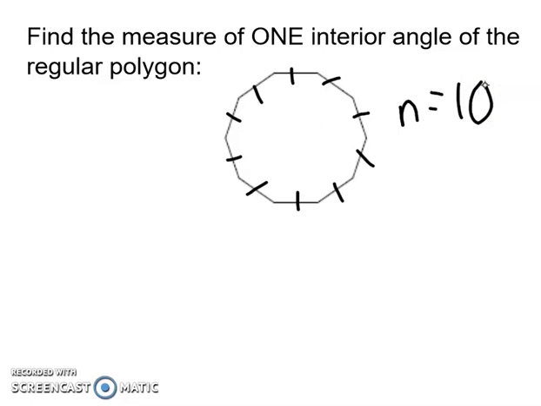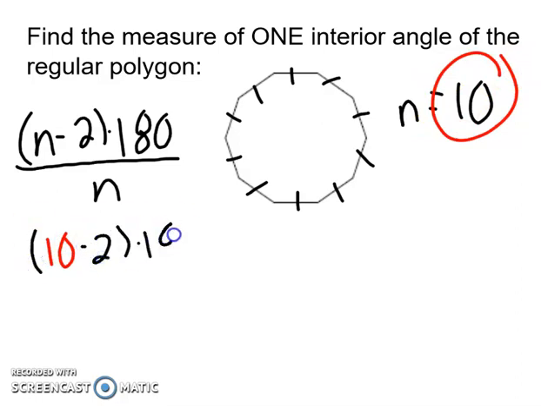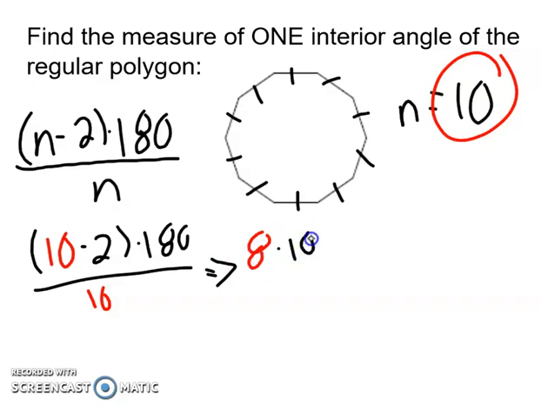So now we need to find the total first. So we're going to go back to our equation, n minus 2 times 180. That would give me the total, but I want to figure out for how many is 1. So I have to divide by the number of sides. Again, if n is 10, it's going to be 10 minus 2 times 180 over 10. We can simplify this down. We know that 10 minus 2 is 8. We have 8 times 180 over 10.